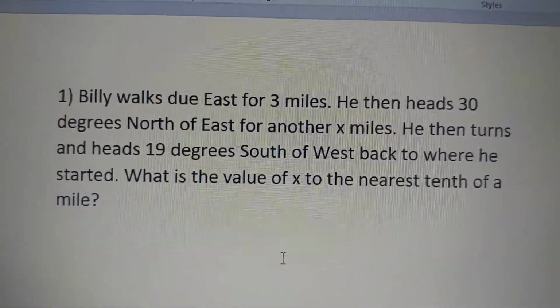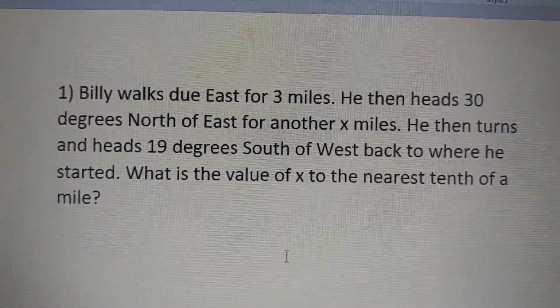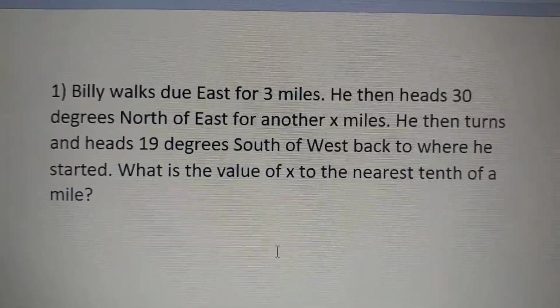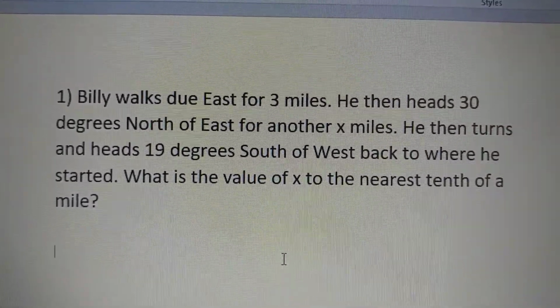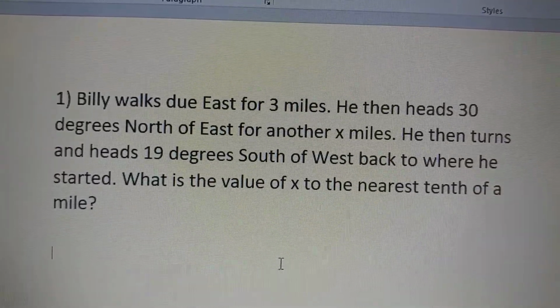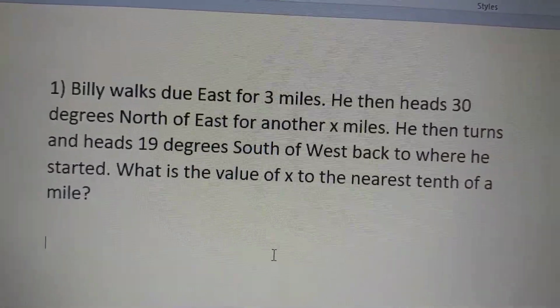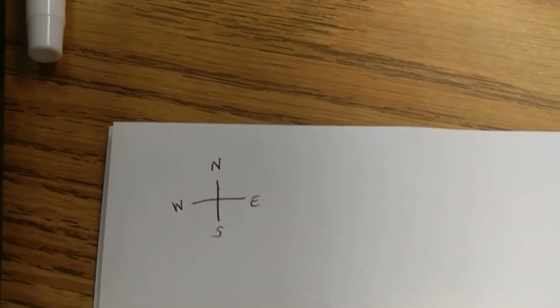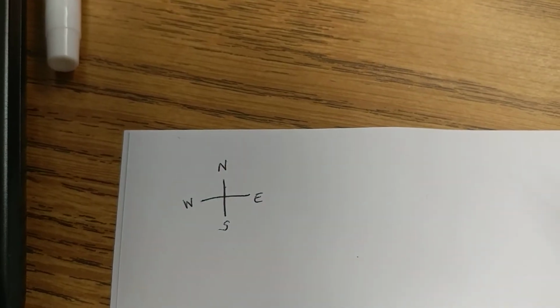You must draw a triangle. You will not get credit and will not be able to do it if you don't. So we have here that Billy's walking due east. If you do not know the directions, you should, because it is going to be something you see a lot on these word problems. So here it's north, south, east, west. When you spell it, WE is how you spell left to right, so that'll help a little.